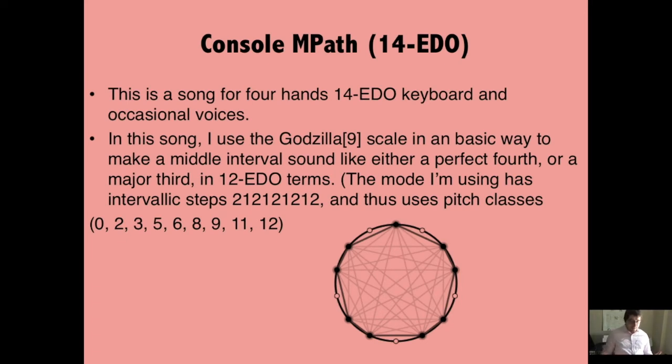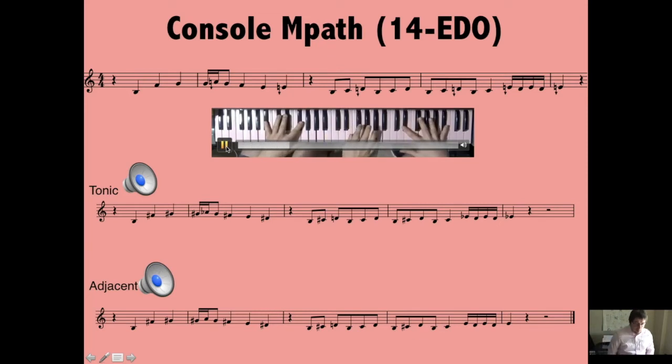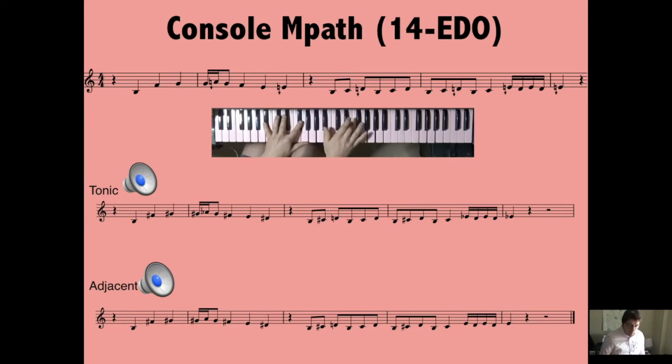Here's Console Empath, a song for four hands, 14-tone keyboard. I use the Godzilla 9 scale to make a middle interval sound like either a perfect fourth or a major third if you were just rounding everything to 12-tone equal temperament using categorical perception. So here's the figure right here at the top, notated in 14. Okay, so that makes sense, right?